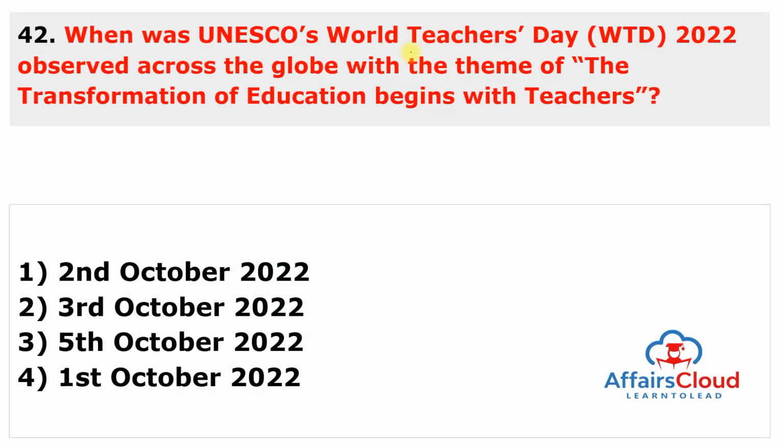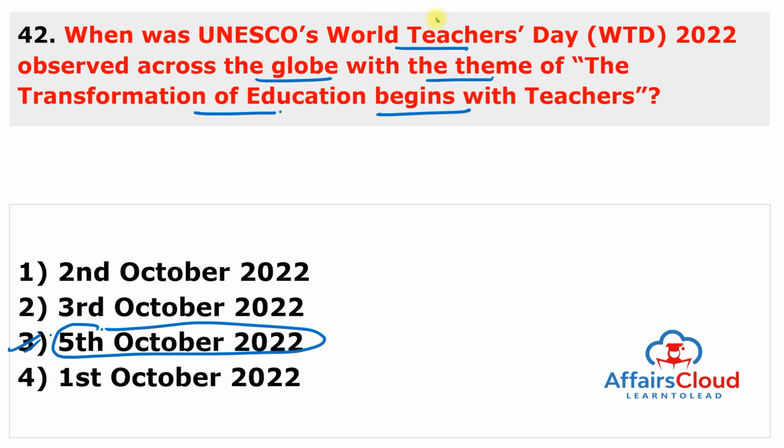Next is, when was UNESCO's World Teacher Day 2022 observed across the globe with the theme of the transformation of education begins with teachers? This day was observed on 5th of October 2022, and we are talking about UNESCO's World Teacher Day. The theme was the transformation of education begins with the teacher. UNESCO presented this theme to respect the teachers' determined and diligent efforts in the crucial stage of the COVID-19 pandemic. The first World Teacher Day was observed in the year of 1994.